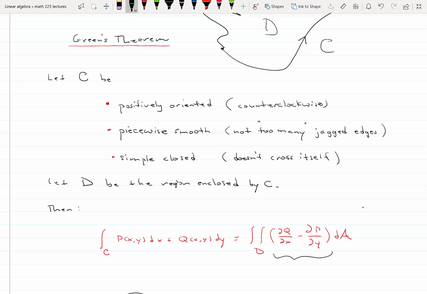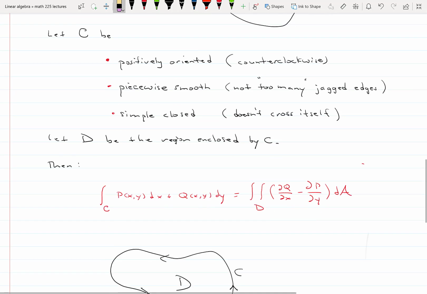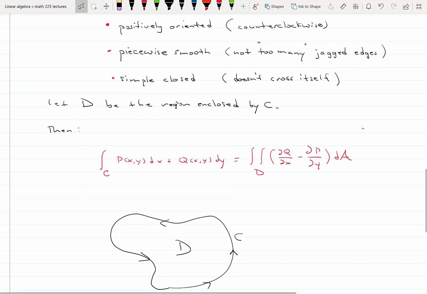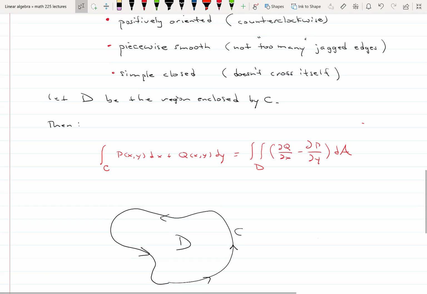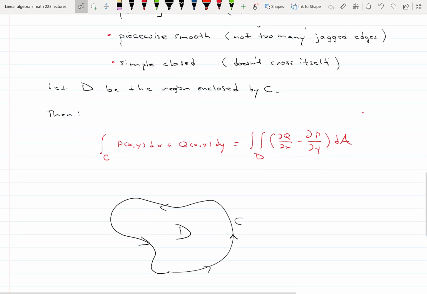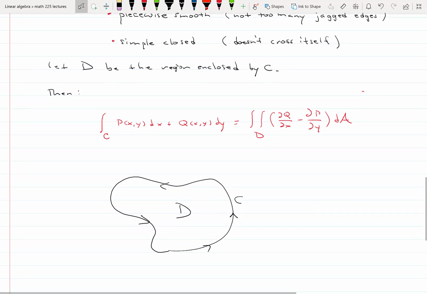The most important thing right now is Green's theorem itself, the integral relationship that I've highlighted in red. Where C is a positively oriented simple closed curve, and D is the interior region of this closed curve.